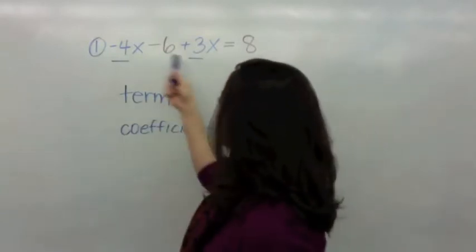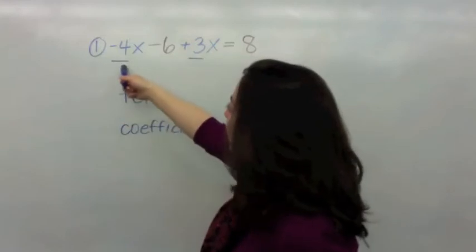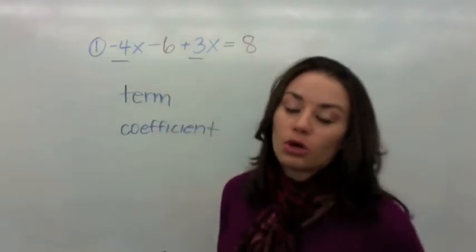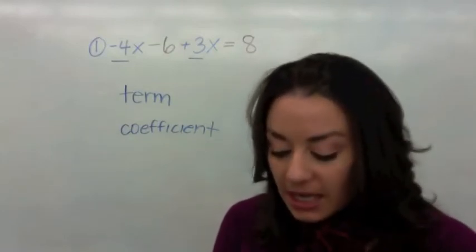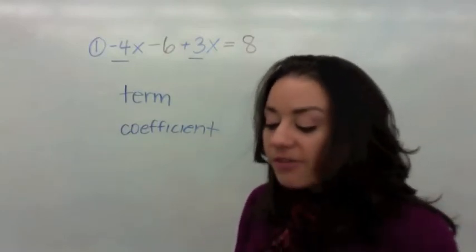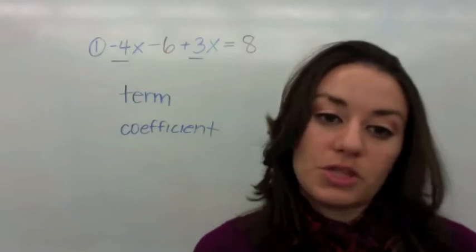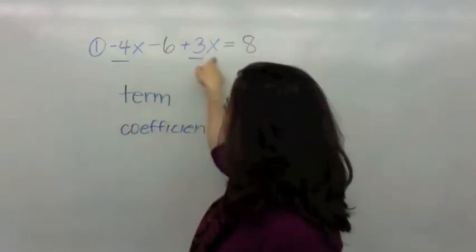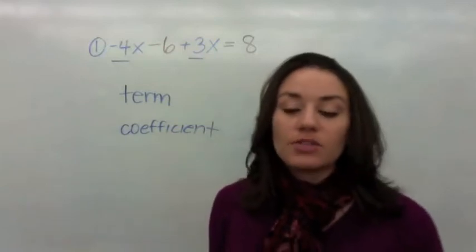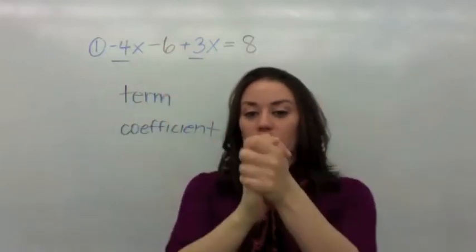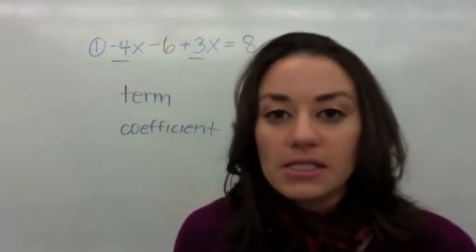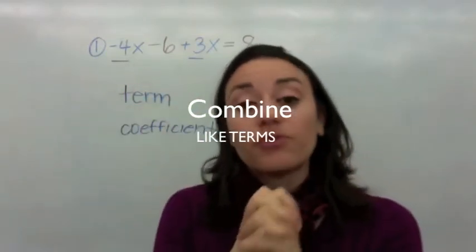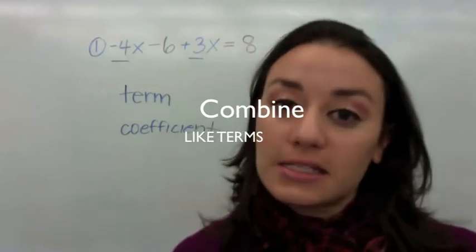So look at the coefficients in front of the x. We have a negative 4 and a positive 3. Those are the numbers that you work with in order to get those terms together. Whenever you see two terms with the same last name, and here the last name is x, you have to combine like terms. Okay, do it with me. Say combine like terms. Because you have to get the x's together before you can solve for x by itself.